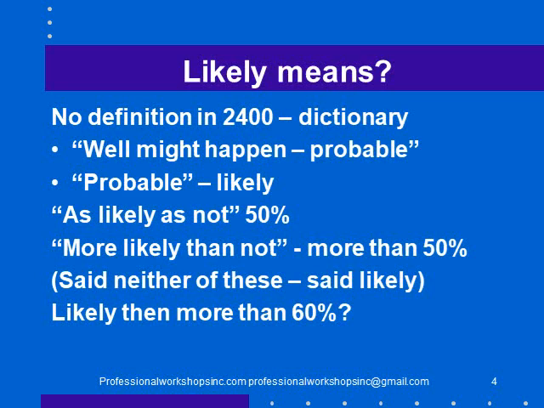Now if they'd meant 50%, they would have said as likely as not. They didn't say that. They said likely. They also didn't say more likely than not, because more likely than not would be just a bit above 50%. They said likely, and so that's got to mean 60% or more. It well might happen that there's a material misstatement. It's really kind of possible.